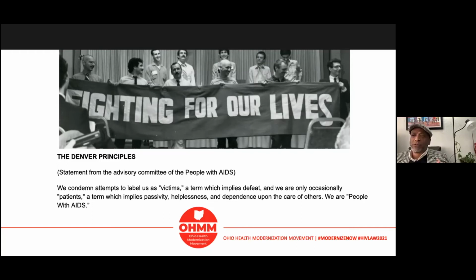With the Denver Principles, the statement she has there starts off by saying we condemn attempts to label us as victim, a term which implies defeat. And we are only occasionally a patient, a term which implies passivity and dependence upon the care of others. We are people living with AIDS. This document went on to talk about how we have a right to participate in our health care and be on boards and legislative bodies that govern our lives. And lastly, it says we have a right to a healthy sex life.